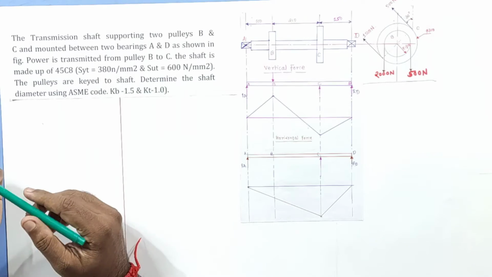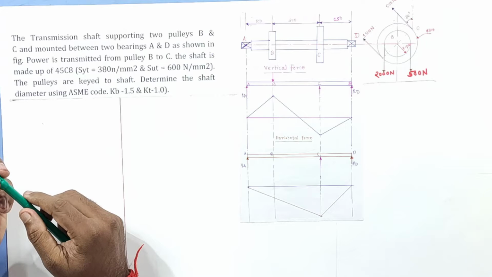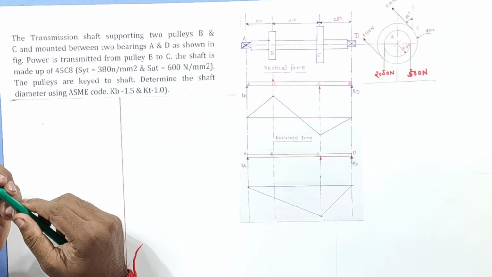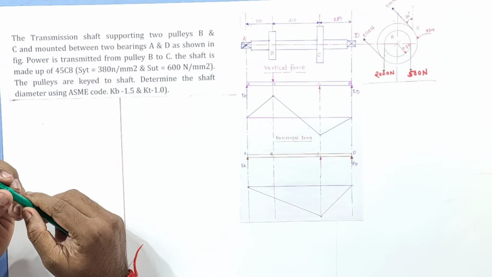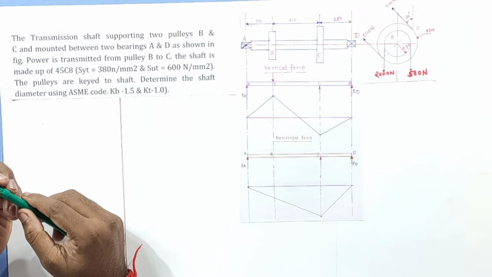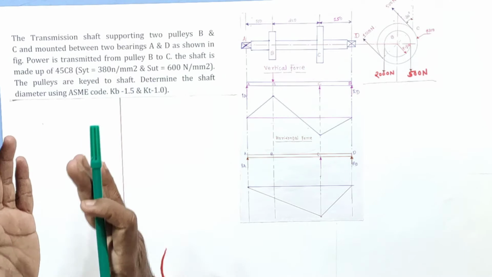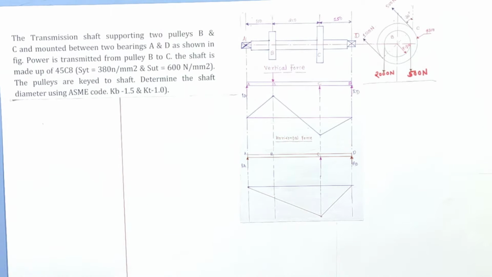Hello students. In the previous session we have seen the numerical on shaft. Right now, the typical one, another numerical I came with this, where the pulleys are having various kinds of tension. We have seen in the first type, that is tension on tight side and slack side.